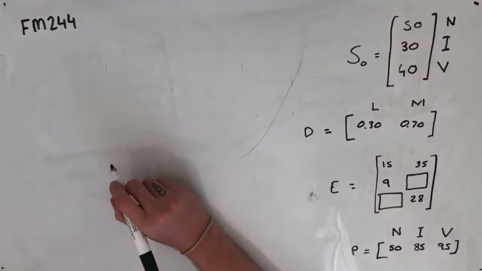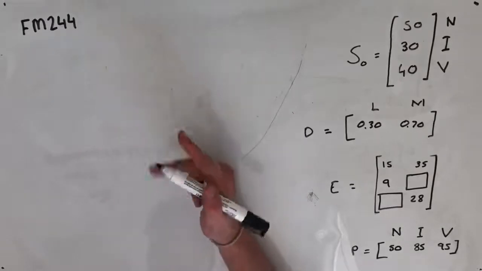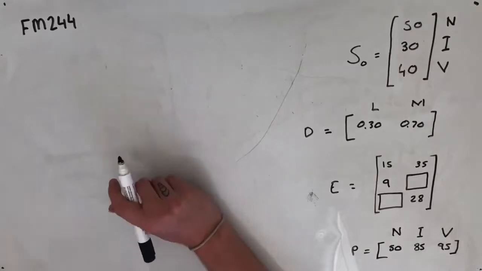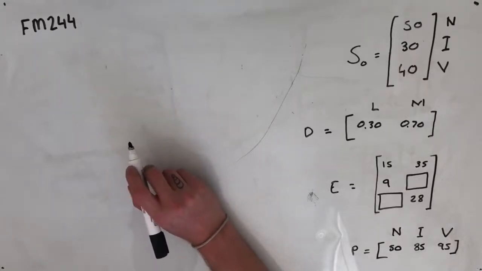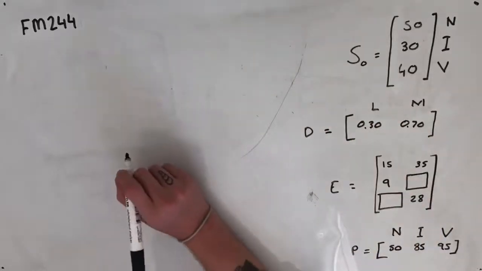This question reads, students in a driving school are classified according to 3 ability levels: newbie, intermediate, or veteran. Matrix S0 shown below lists the number of students at each level in the school for a particular month. And then we're given this matrix here, S0.